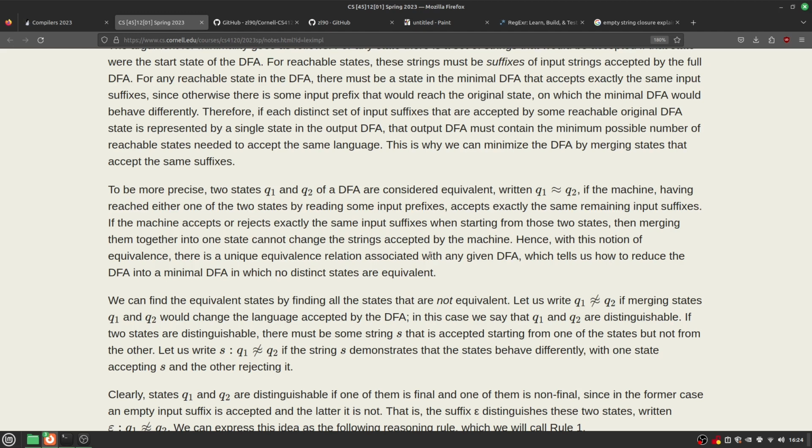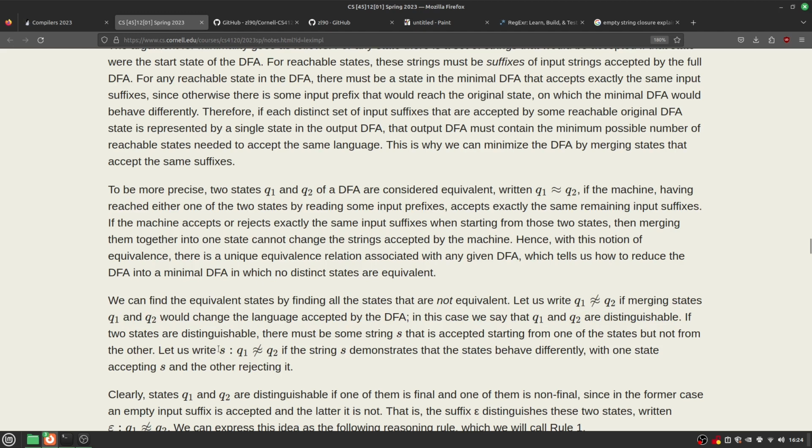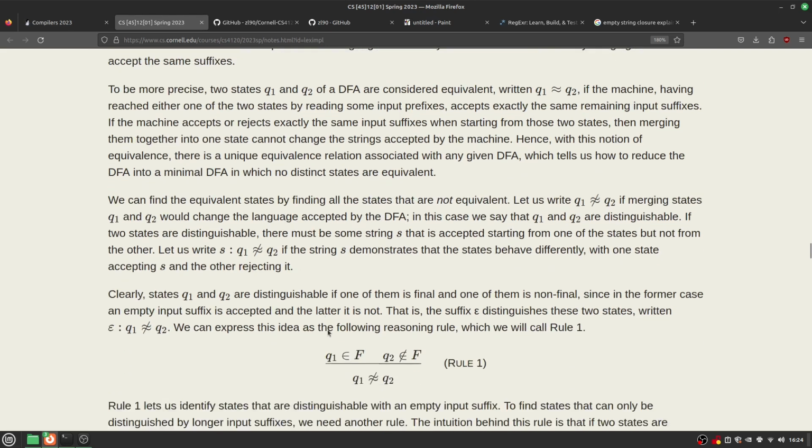Let us write the string S. There must be some string S that is accepted starting from one of the states but not from the other. Let's write the string. If the string S demonstrates that the states behave differently, with one state accepting S and the other rejecting it.